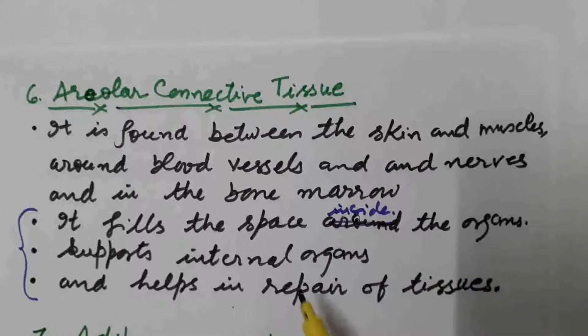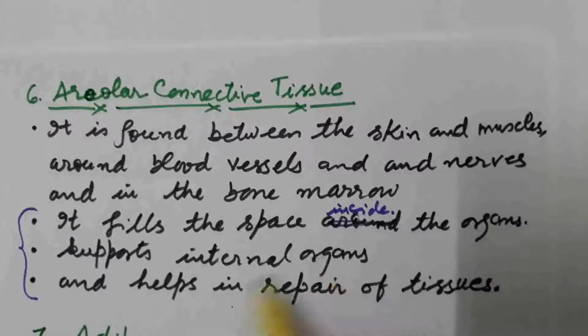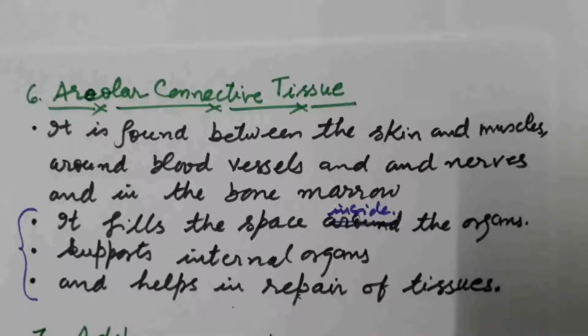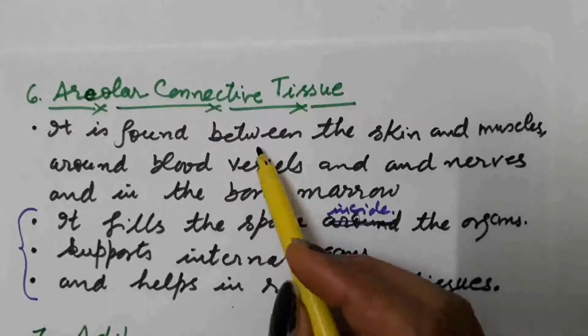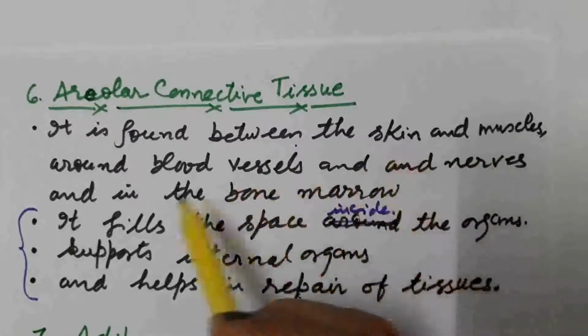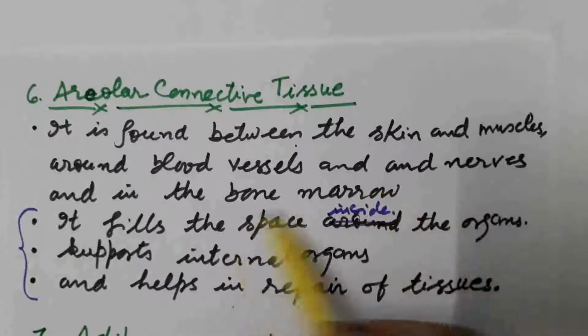The empty space inside an organ is filled with areolar connective tissue. They support the internal organs of the body and help in repair of the tissues. And they are present between the skin and muscles, around the blood vessels and nerves and in the bone marrow.